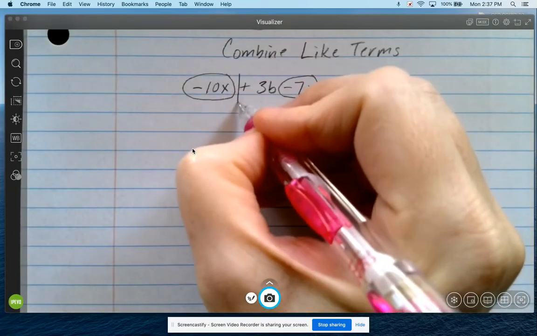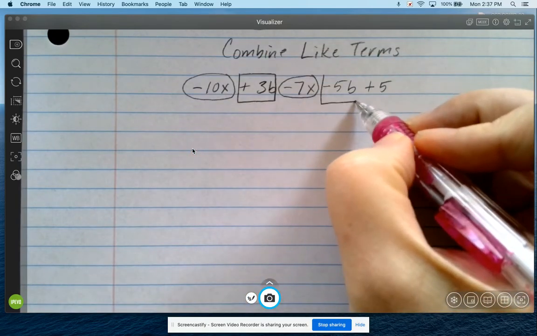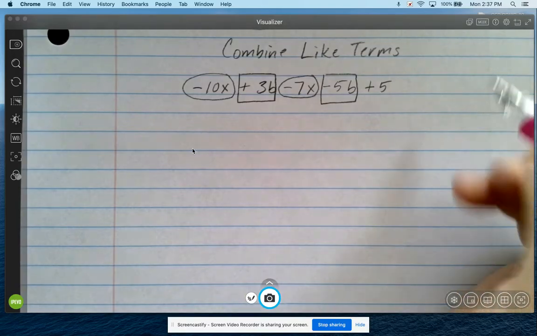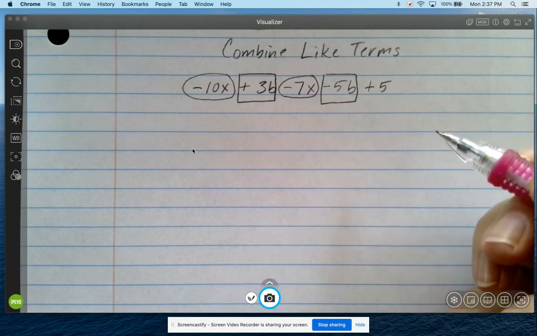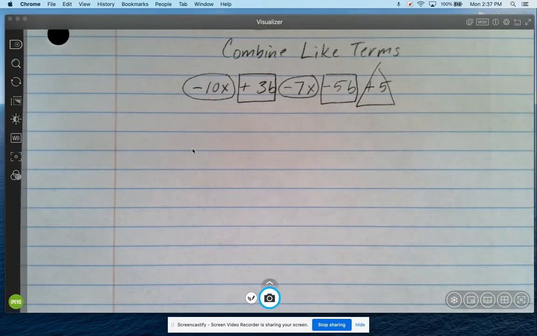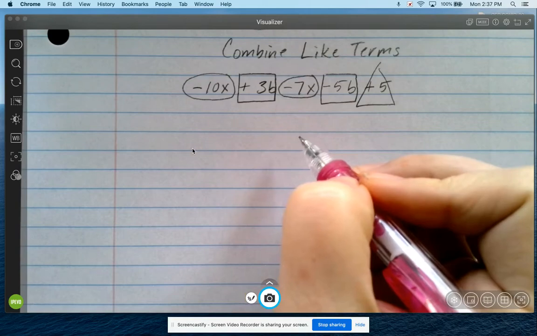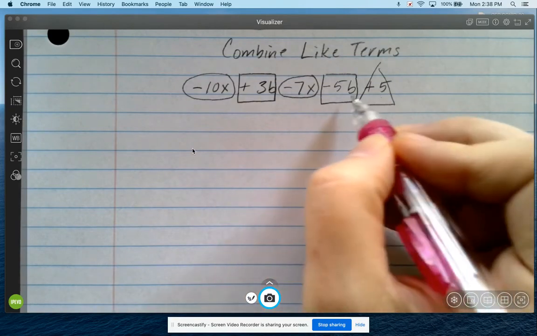I'm going to include the sign because you need to know what direction on the number line you're going to go. And then this right here, it's just a number not being multiplied by a variable, so we call that a constant. I'll just draw a triangle around that. So if I would simplify this, we usually go in alphabetical order with constants at the end, so I'm going to do my b's first.